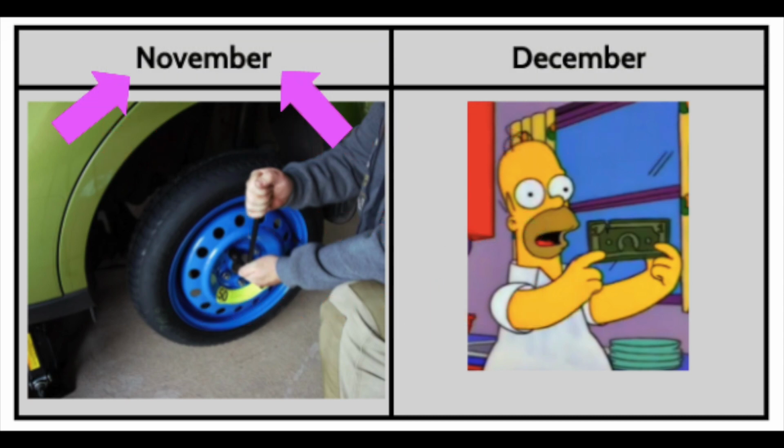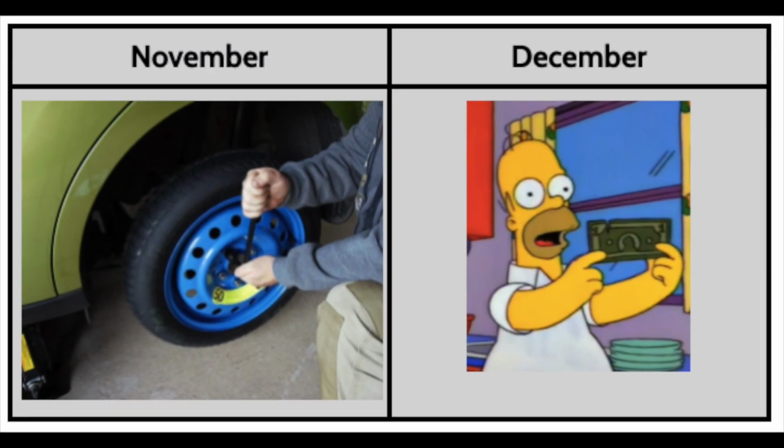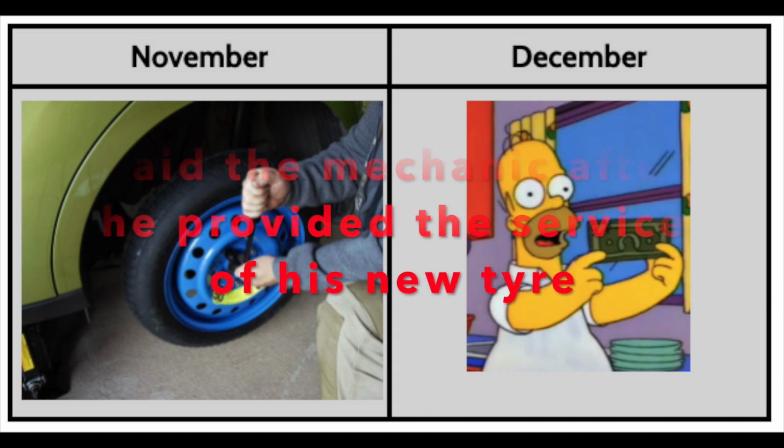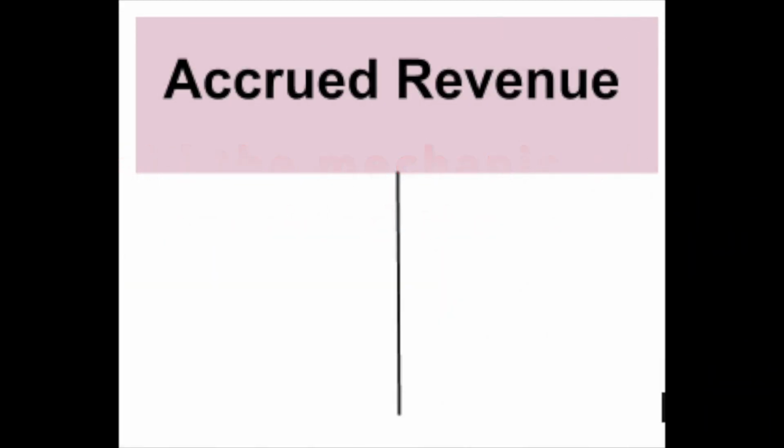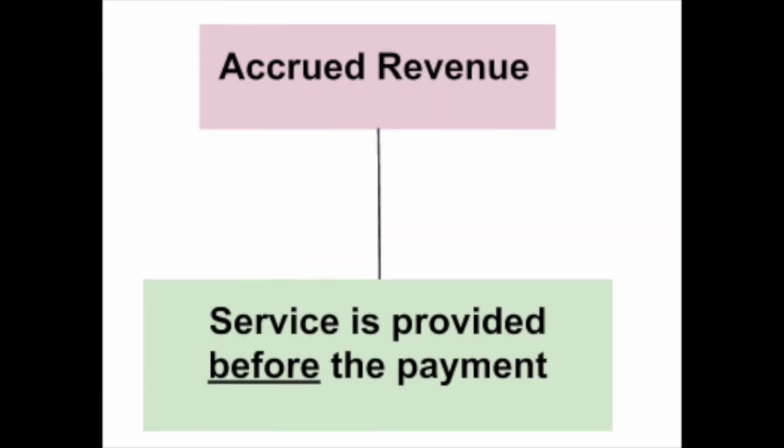The 14th of November, of course, because the revenue is earned when the service is provided to Homer, not when the mechanic receives the cash. Also, did Homer pay before or after the service of replacing his flat tire? Homer paid the mechanic after he provided the service of his new tire. This is known as accrued revenue. Accrued revenue is when the service is provided before the payment.